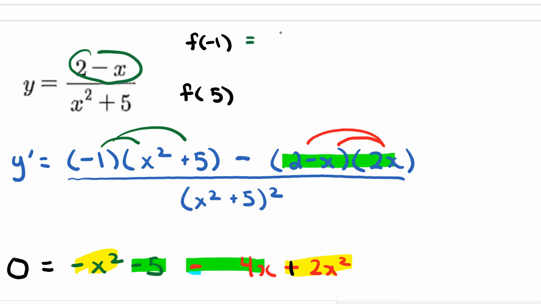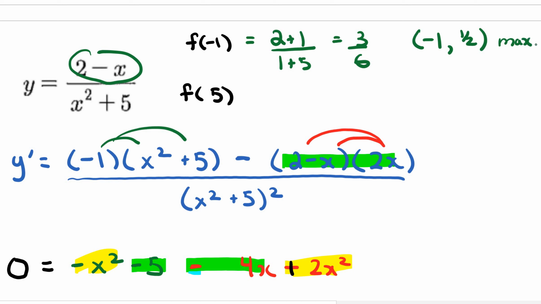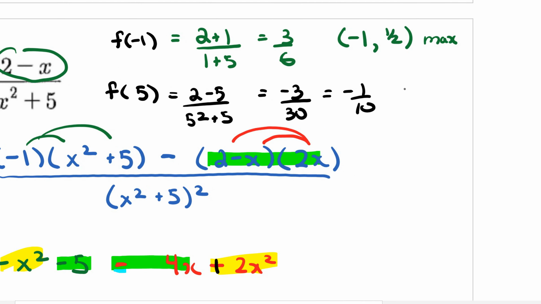I guess if I plug in negative 1 there, we get 2 plus 1, and on the denominator we get 1 plus 5, which is 3 over 6. So when we have negative 1, I guess the y value would be 1/2, and that's our maximum point there. If I plug in 5 here, I get 2 minus 5 all over 5 squared plus 5. This equals what? Negative 3 over 30, I guess. And this equals negative 1 over 10. Okay, so our other point here is 5 comma negative 1 over 10, and that right there is our minimum.